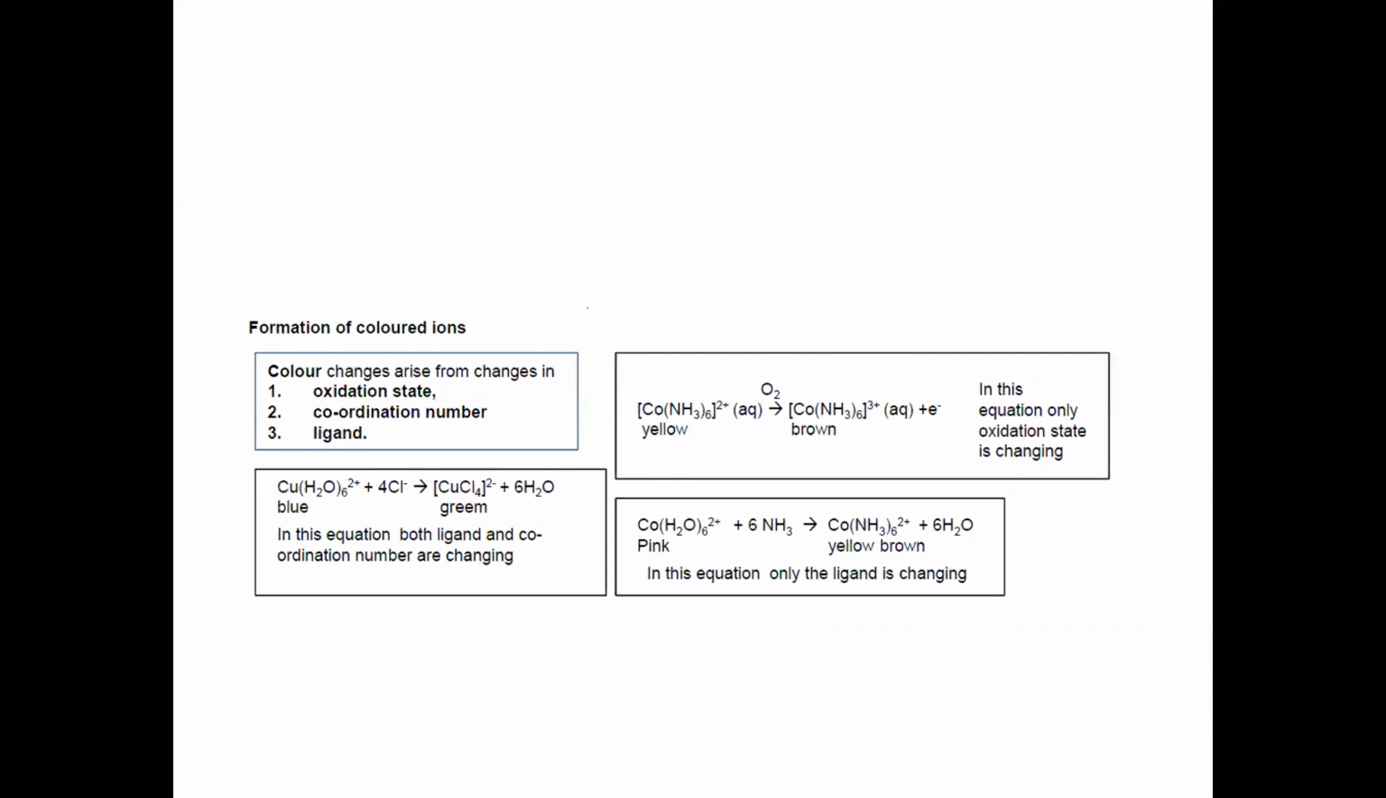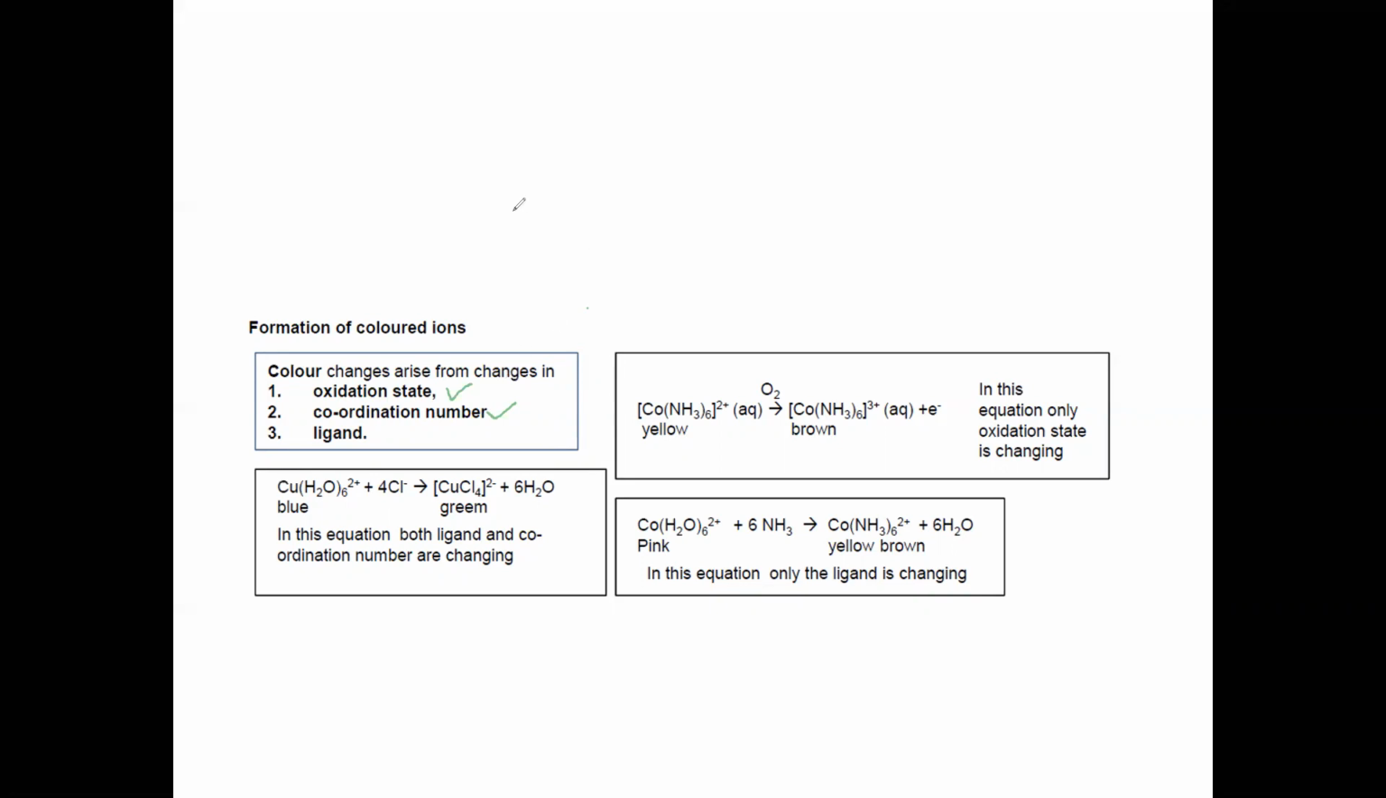Formation of the colored ions. Why do you see or observe a color? The color change arises from different reasons. It may be a change in oxidation number. When the oxidation number changes, there's a color change. When the coordination number changes, there might be a color change. For example, first it was forming 6 dative bonds, and then it is forming 4 dative bonds. But why does the number of dative bonds change? That's also a question.